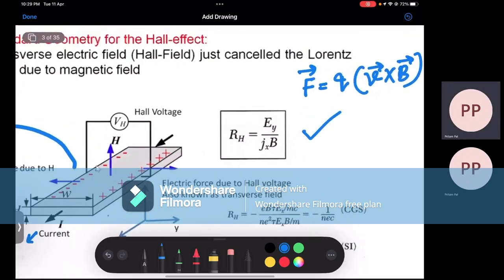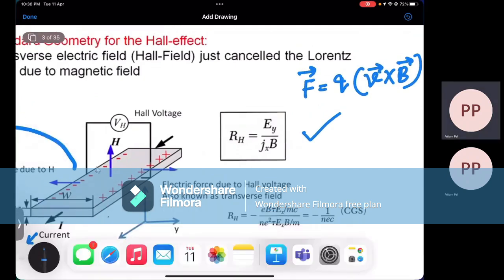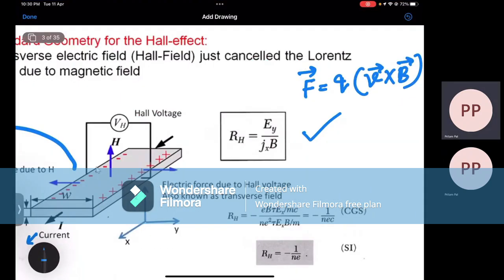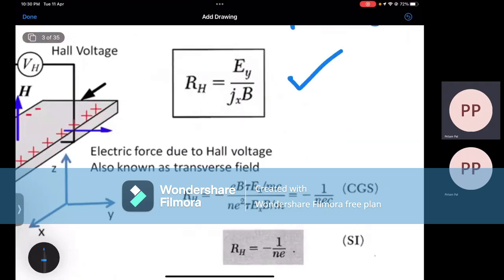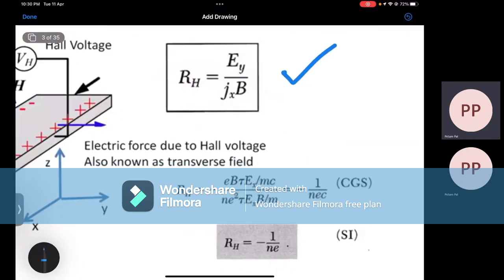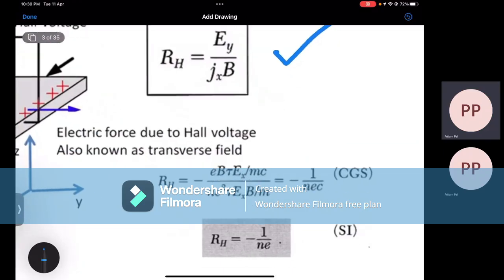If you put all this together, you will see this happening. If a negatively charged particle is present in the system, this Hall coefficient becomes negative. So I'd like to discuss here that this is the Hall coefficient for the negatively charged particles, for the metal.